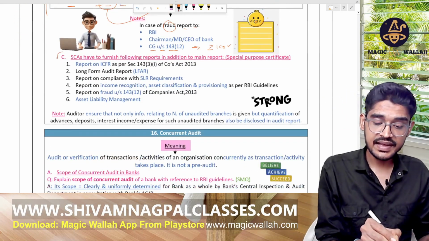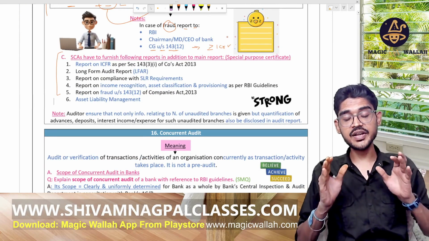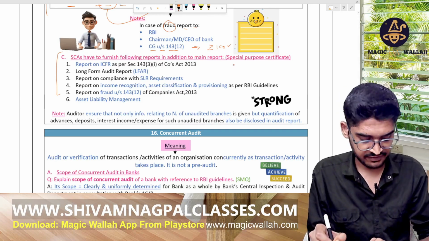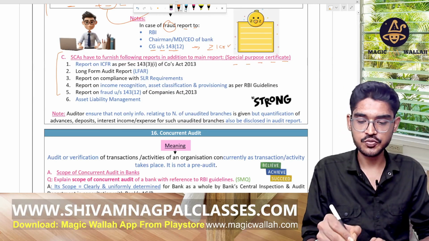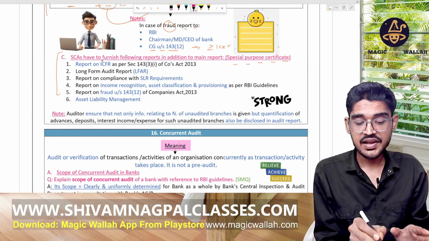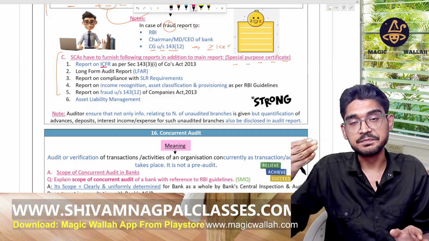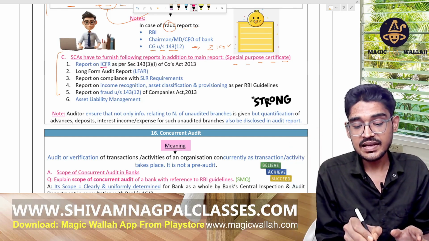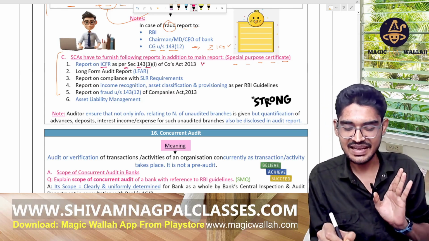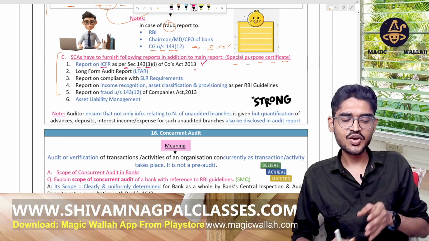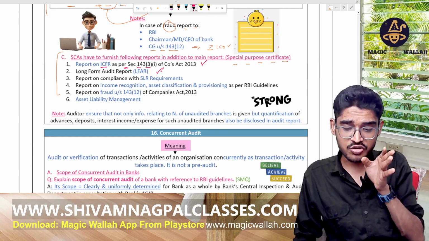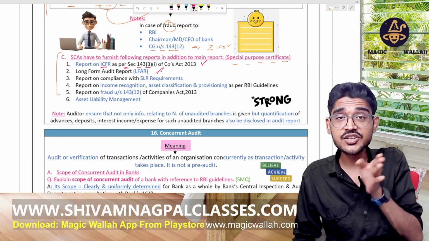Now, the SCA has to furnish the following reports in addition to the main report. These are the special purpose certificates that they have to issue. What they covered here: report on ICFR, internal control over financial reporting as per 143(3)(i) of the Companies Act, that we have studied in the inter also, or the long form audit report above one. So these are the reports which are given by the SCA in addition to the main report.